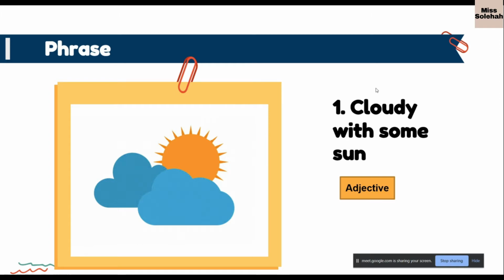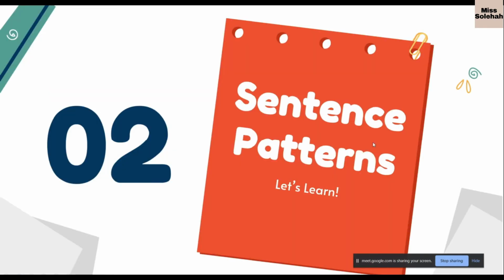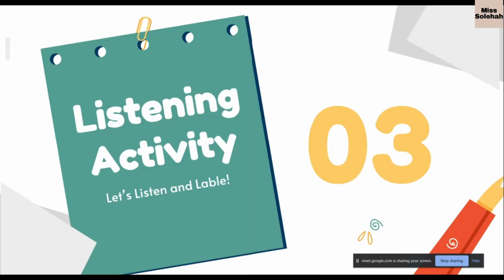Cloudy. Repeat after me. Cloudy. Cloudy with some sun. Cloudy with some sun. Okay, good job. Cloudy with some sun is an adjective, because we can see cloudy here. Alright, cloudy with some sun. So this is an adjective. Good job.